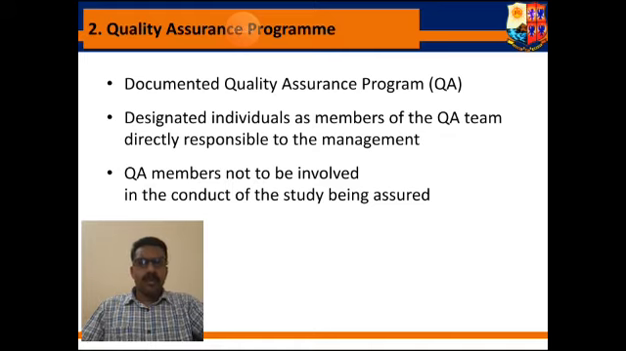The quality assurance program. Documented individuals as members of the QA team are directly responsible to the management. For example, the designated individual should report to the quality assurance, as well as to the management. QA members should not be involved in the conduct of the study being assured. They should not be directly involved in the study. The only thing is they should check the quality.